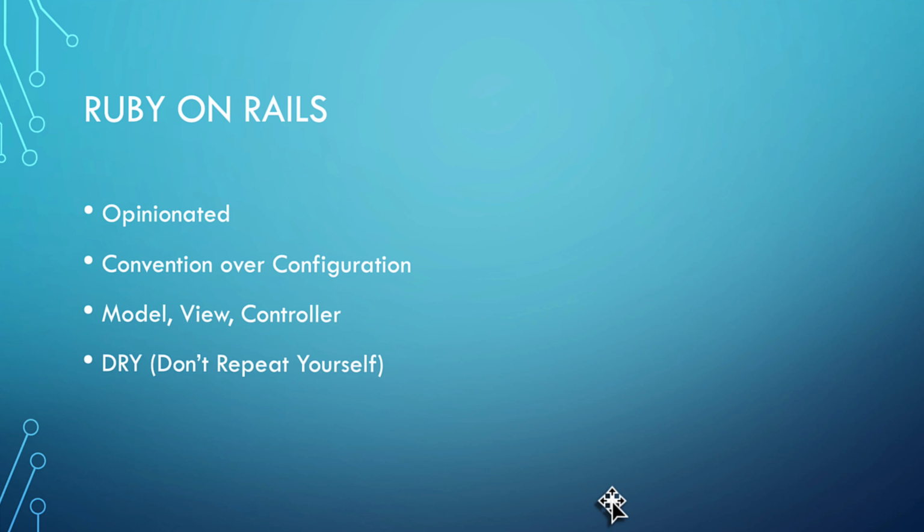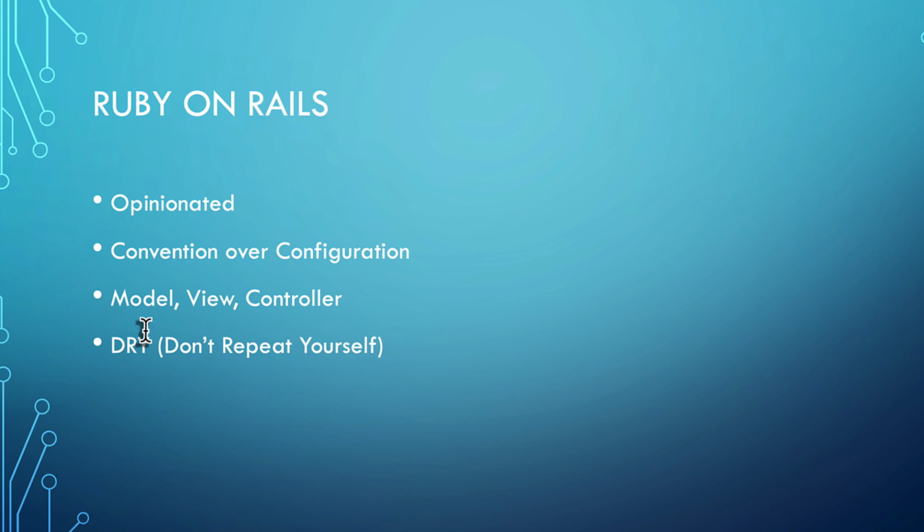Another thing with Ruby on Rails is convention over configuration. This is part of it being opinionated. Instead of having a bunch of configuration settings that you have to change to make things work the way you want, you just follow the convention. And if you follow a convention, everything works. And then if you want to change something, you can add in configuration later. But by default, things should just work. You shouldn't have to do any configuration.